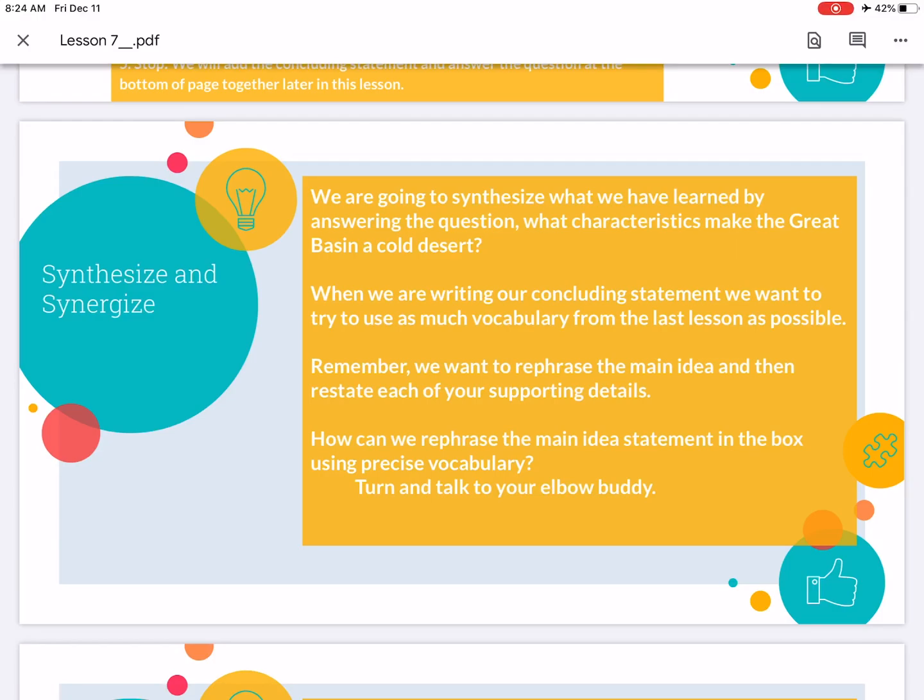How can we rephrase the main idea statement in the box using precise vocabulary? Now, once again, if you were in class, we would have you turn and talk to an elbow buddy, but we are at home. So tell a stuffed animal, tell your neighbor if you're close to them, tell your parent, tell your sibling, tell your dog. Tell them how you would rephrase the main idea statement in the box using precise vocabulary.